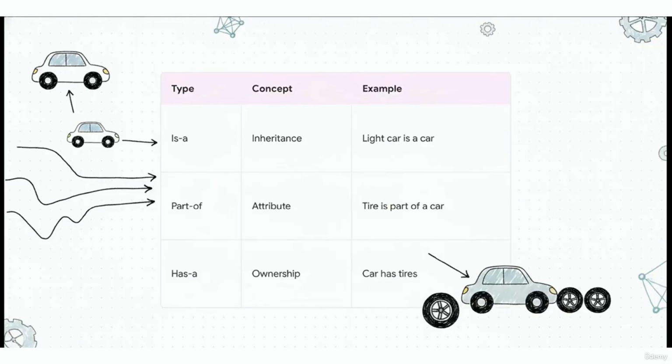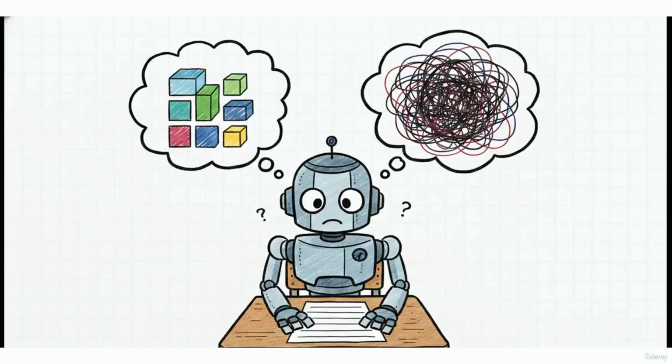And ownership, like a car has tires. It's building a web of meaning. Without these strict definitions, the system's logic completely falls apart when it tries to combine different concepts. And this is incredibly difficult to get right.